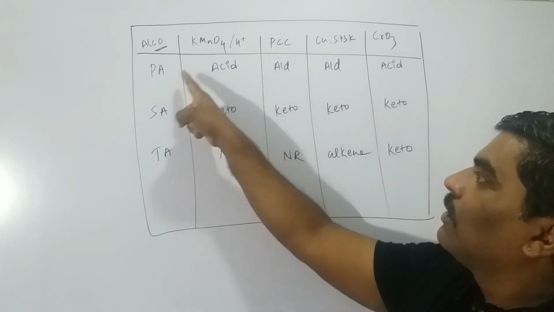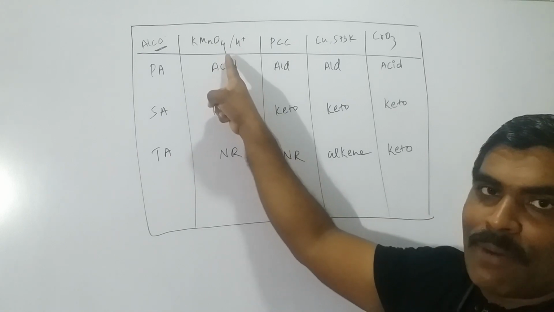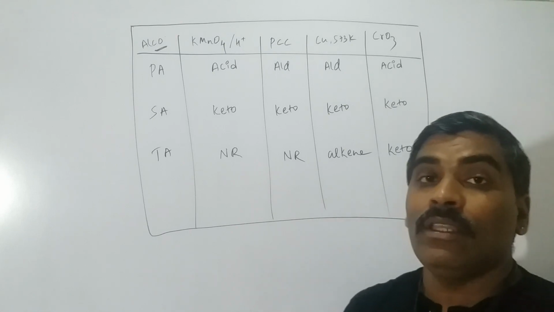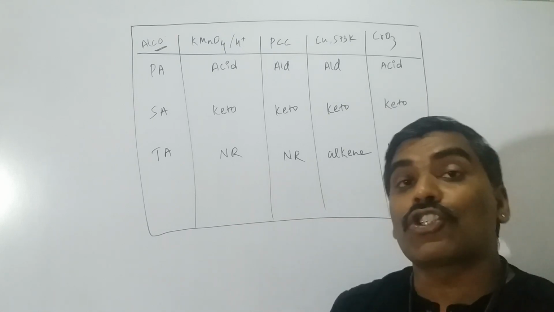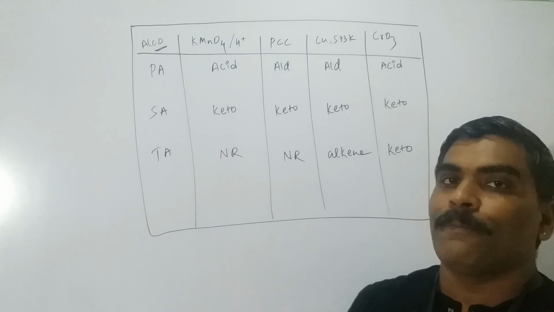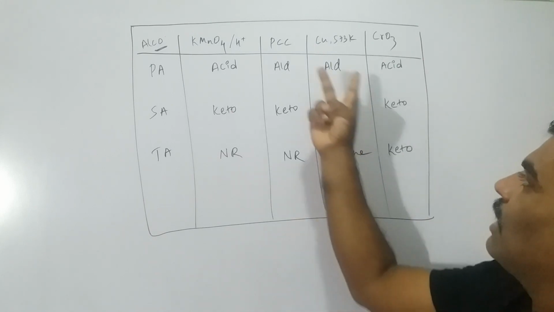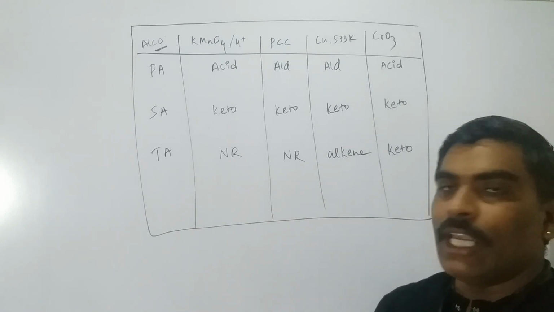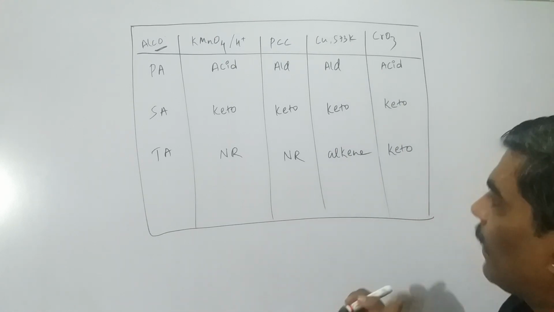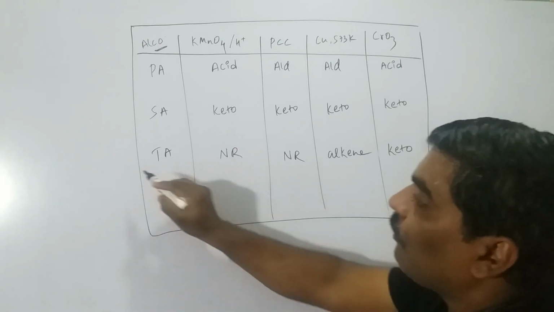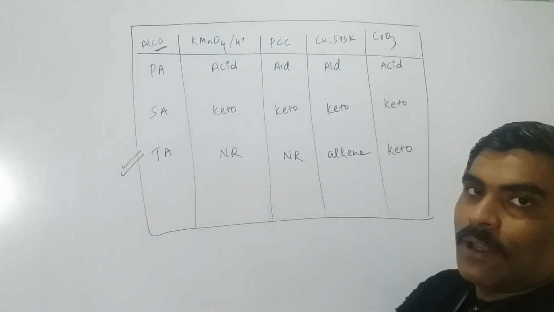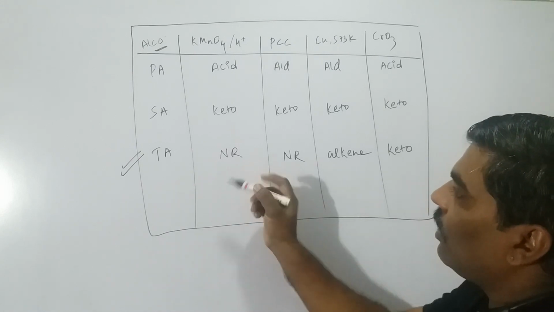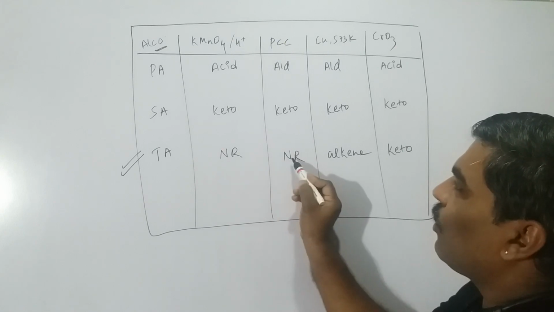And for this, with acidified potassium permanganate, it gives acid. And then with CrO3, why does CrO3 give acid? Because it's a strong oxidizing agent. And these are mild oxidizing agents, and copper you can say is reducing. Now we want to go for tertiary alcohol. Tertiary alcohol, this we did: no reaction and no reaction.